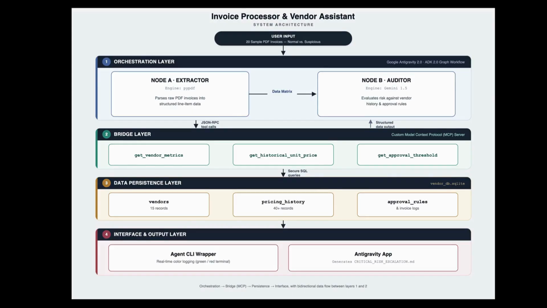That is why we built an agentic solution using the Google Agent Development Kit, ADK 2.0. Our system operates as an intelligent multi-agent graph that chains document extraction, live database auditing via the custom Model Context Protocol, and real-time anomaly detection into a single cohesive workflow. This keeps human managers in the loop exactly when critical escalations occur.